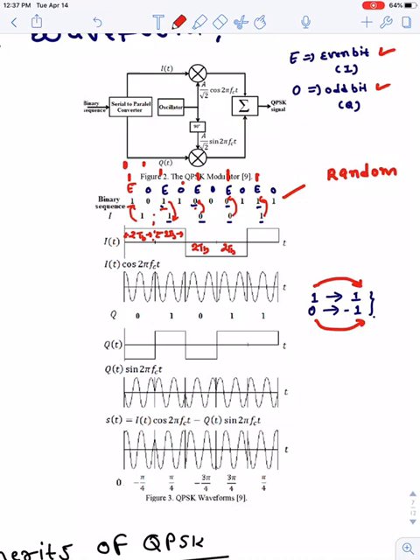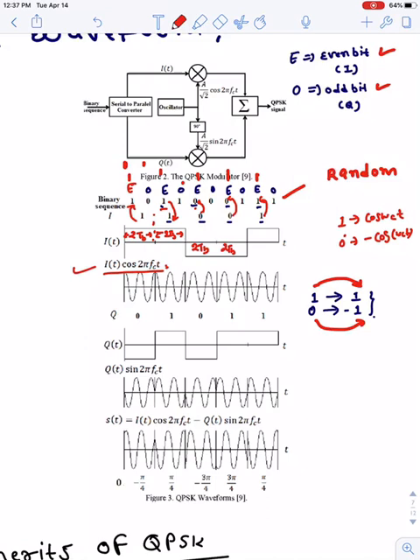Now all of these we can multiply with cos omega ct. If there is a 1, we transmit cos omega ct. And if there is a 0, then the signal is inverted, so it is transmitted as minus cos omega ct. Accordingly, I of t cos omega ct can be constructed. So what we have done here is divide the total number of bits into two parts, even bits and odd bits. The even bits we stretch for a 2TB time period and multiply with cos omega ct.